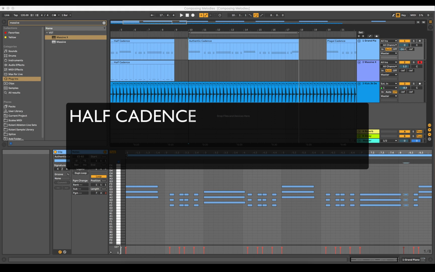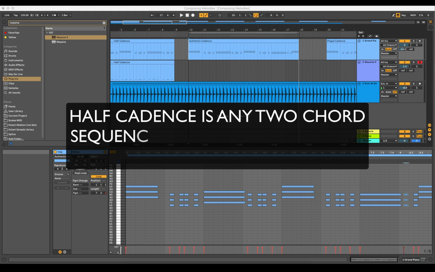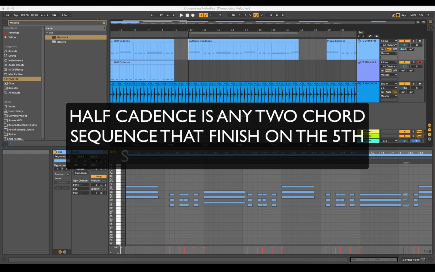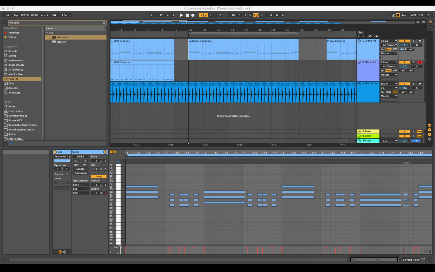A half cadence is any 2 chord sequence which ends on the 5th scale degree's chord. In this cadence, the chord that precedes the 5th scale degree's chord is irrelevant. So as long as the final chord is the dominant chord, it is known as a half cadence. Because this ends on the dominant chord, it is considered a weak cadence and produces the feeling that the music should continue and not end. Therefore, a song rarely ends on a half cadence.